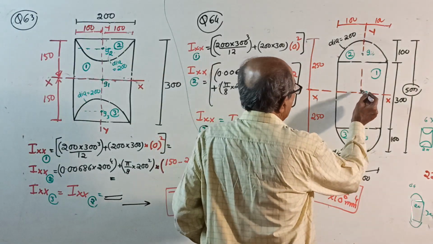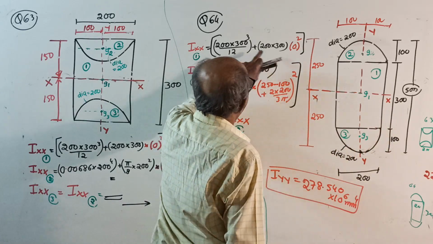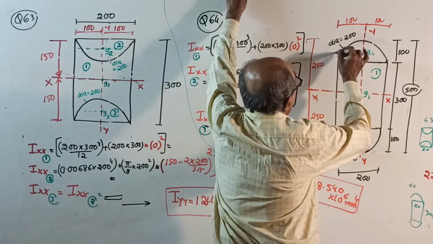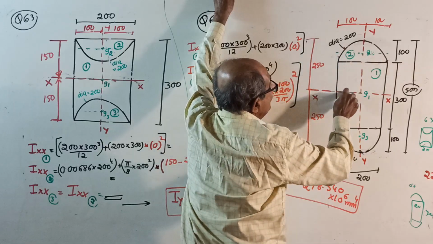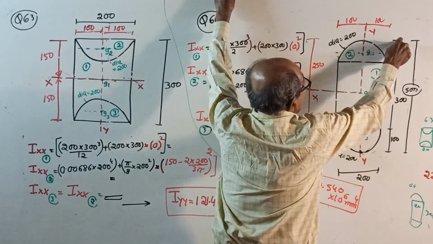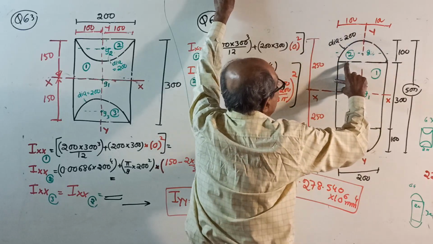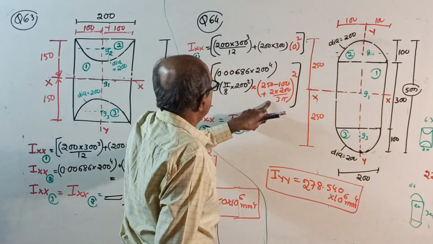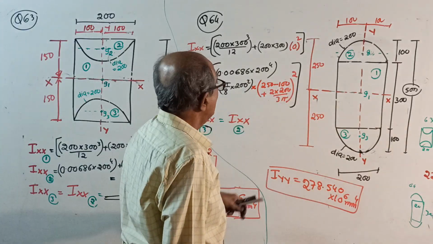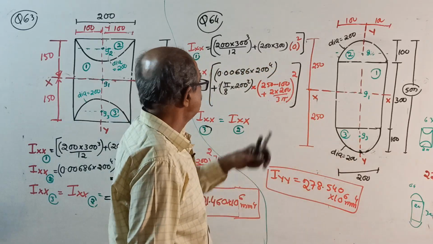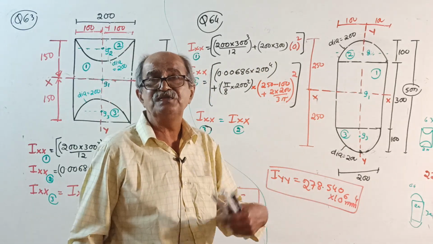Here, for the rectangle, Ixx, I about own axis, 200 into 300 cube by 12, plus area into 0 square. Here, I about its own centroidal axis, plus area into this distance square. 250 minus 100, or actually it is half of there, 150. This distance, 250 minus 100, is 150. 150 plus 2d by 3 pi whole square. Ixx for 3 equals Ixx for 2. Final I is Ixx for 1 plus Ixx for 2 plus Ixx for 3.